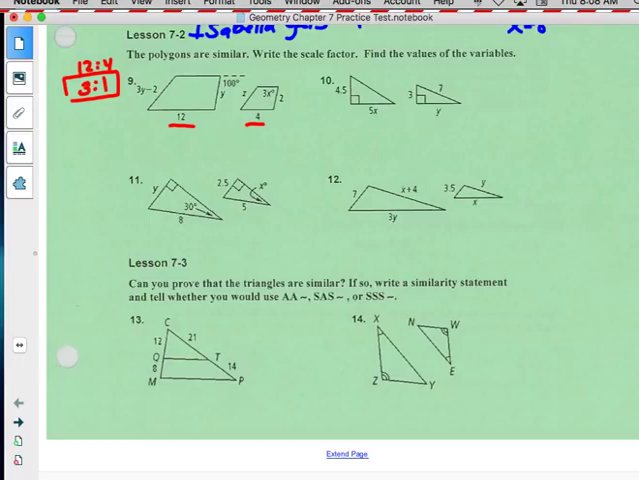They asked me to find the values of the variables. I've got y and I have z. And the best one to do in this first one is recognize I've got 12 to 4 and I've got y to 2. And I can set that up.